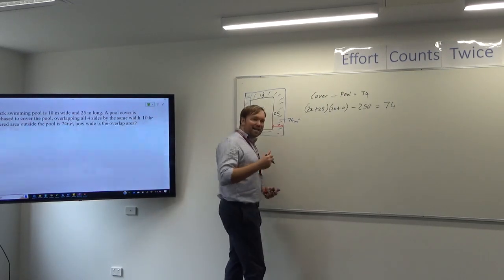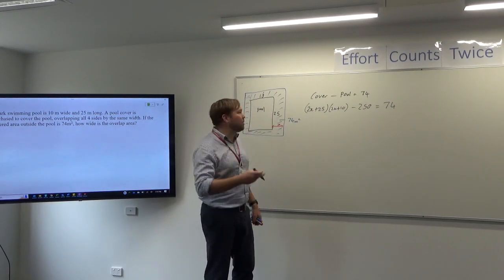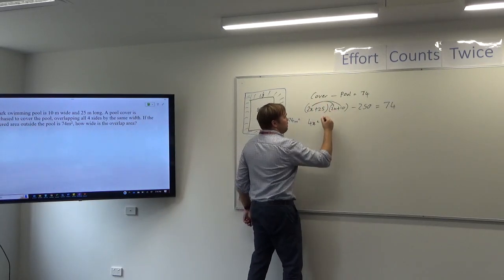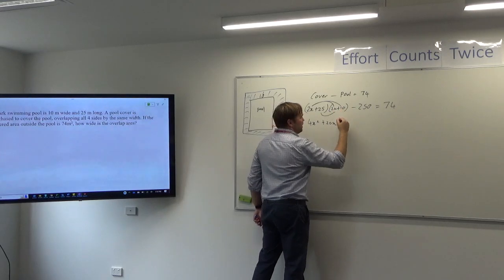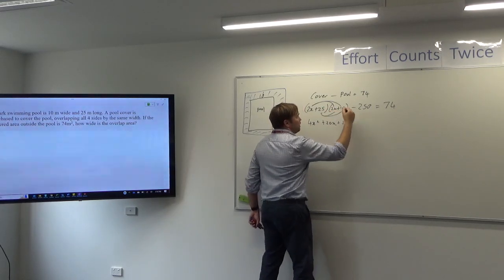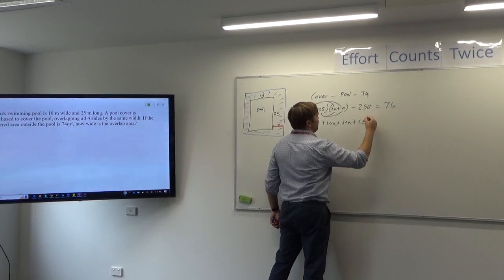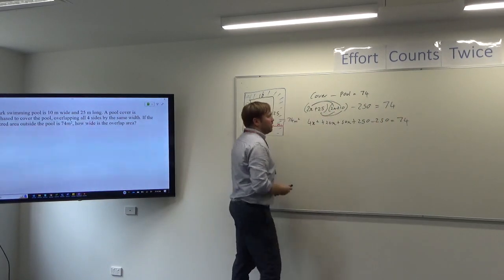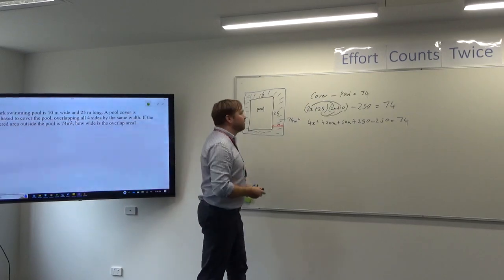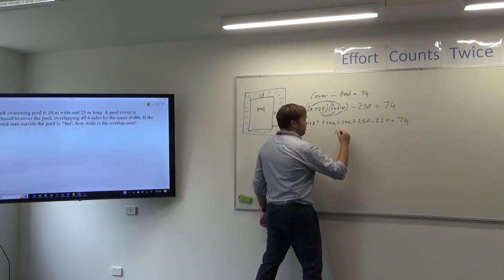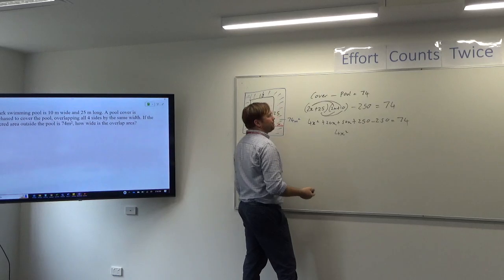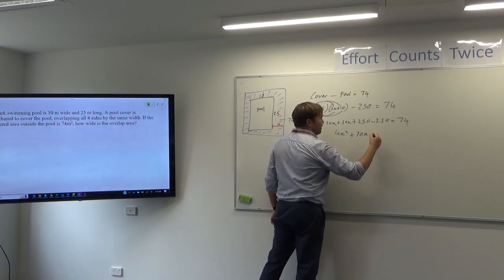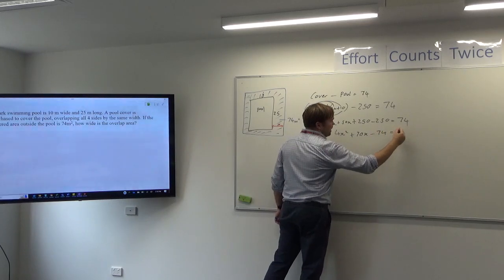So I would be expanding and simplifying, putting everything on one side, 0 on the other. So I would be thinking 4x squared plus 20x plus 50x plus 250 minus 250 equals 74. Am I still on the right track? So then I would say this is 4x squared plus 70x minus 74 equals 0.